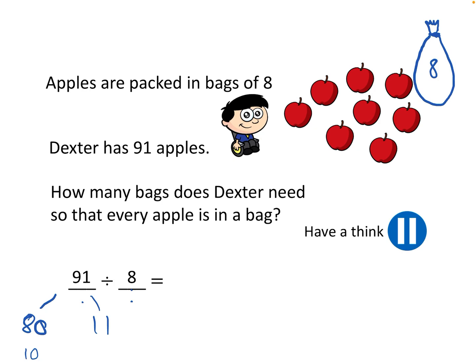So we've got 8, 16. Well, we've got 1, but we've got some left over. We've got 8, 9, 10, 11. We've got 3 left over. So we know we've got 11, because 11 times 8 is 88. So we've got 11 full bags, and 3 left over. But actually, we need a whole bag for this. So actually, we need 12 bags. Well done if you've got 12 bags.